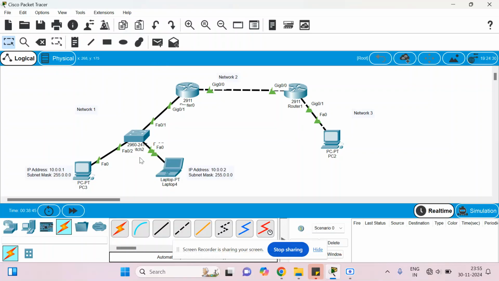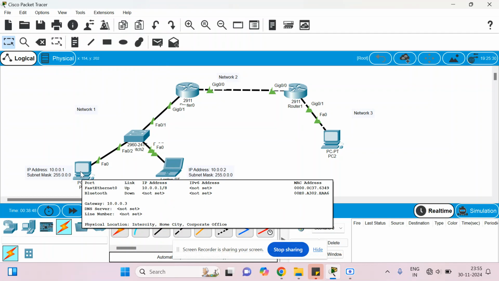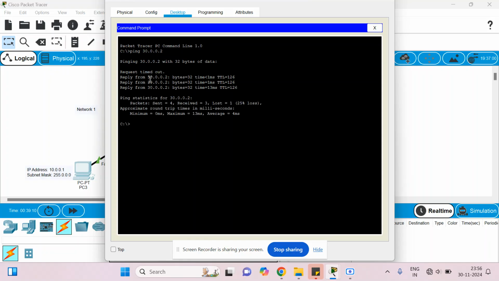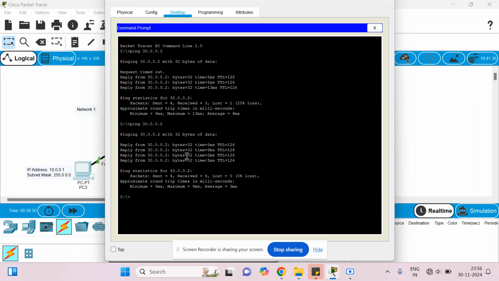Now just check with the ping command. I am opening the first machine and I open the command prompt, and here I am using the ping command. I am pinging the third machine of the 30th network, 30.0.0.2. It is taking time. Request timeout first. Now next, three replies are coming, means sent 4, received 3. Again, if I check, yes, all the packets are sent as well as received.